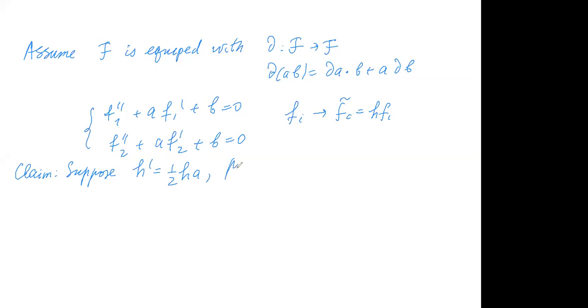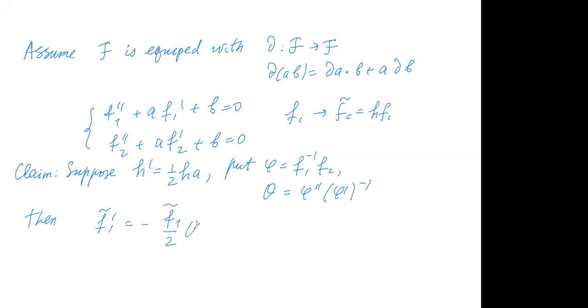Also put phi equal to F1 minus first F2, theta equal to phi double prime phi prime minus first. Then under this change of variables, the first equation turns into the equation F twiddle 1 prime equal to minus F twiddle 1 divided by 2 theta.